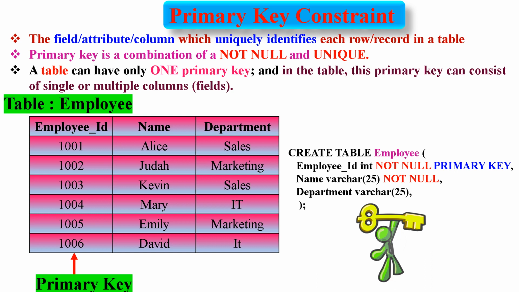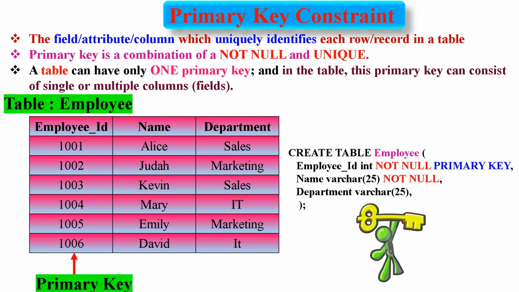Suppose you have a table named employee with the following columns: Employee_ID, primary key, name, department. The employee_ID column is defined as the primary key. Each value in the employee_ID column must be unique for each employee. There cannot be two employees with the same employee_ID. The employee_ID column cannot contain null values. It must have a valid identifier for each employee.